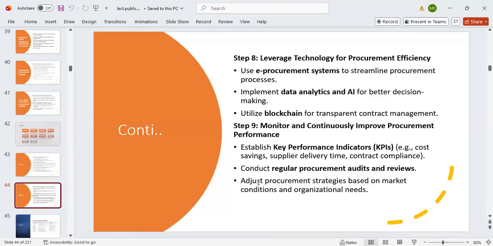The ninth step, which is the last one, is to monitor and continuously improve your procurement performance based on key performance indicators. Key performance indicators in terms of what? Cost saving, supplier delivery times, and contract compliance. They are the key performance indicators. And conduct regular auditing of your procurement system. Why are we doing that? To ensure that we create value for money and transparency in our procurement dealings.